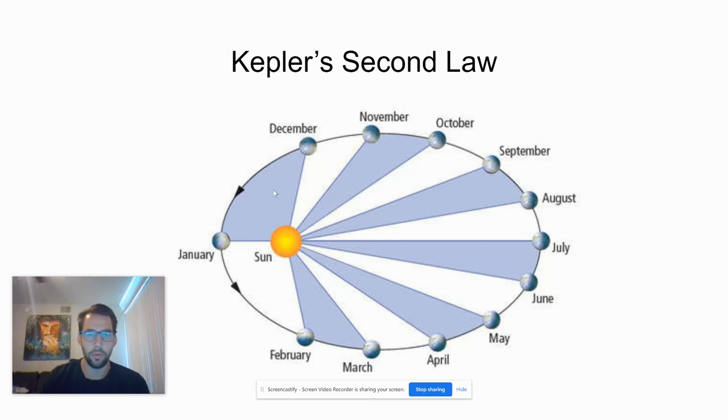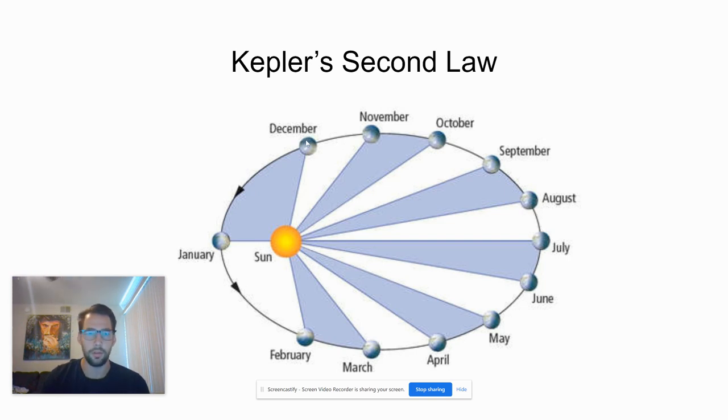Here we have these blue shaded areas and these white areas, kind of like different slices of this orbit. The thing is, all of these areas are exactly the same. They all have the same value. What the law is telling me is that equal areas equal time. So the amount of time it takes for the planet to go from December to January is the same amount of time that it's going to take to go from July to August.